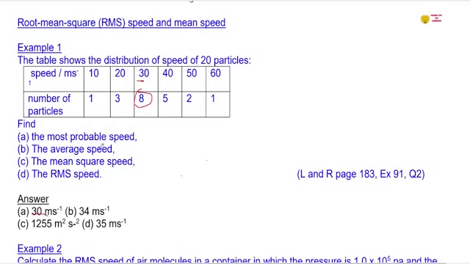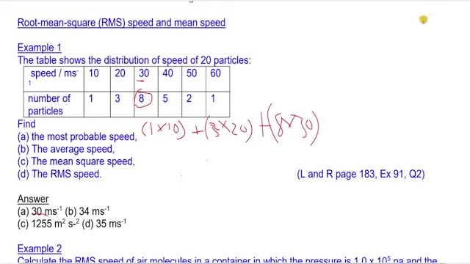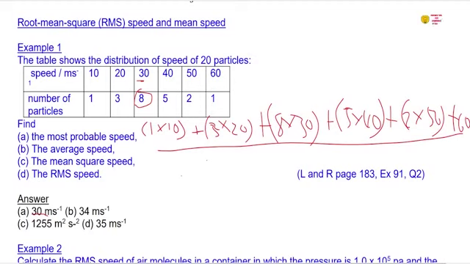And then the average speed: we need to find the total speed. For that it would be 1 times 10 plus 3 times 20 plus 8 times 30 plus 5 times 40 plus 2 times 50 plus 1 times 60. And then divide by the total number of molecules, which is 20. If you do the maths there, you get the answer 33.5, which is rounded to 34 meters per second.